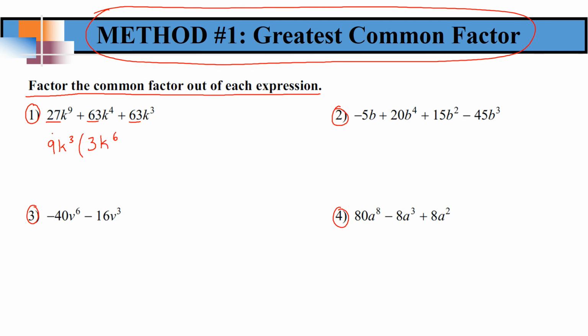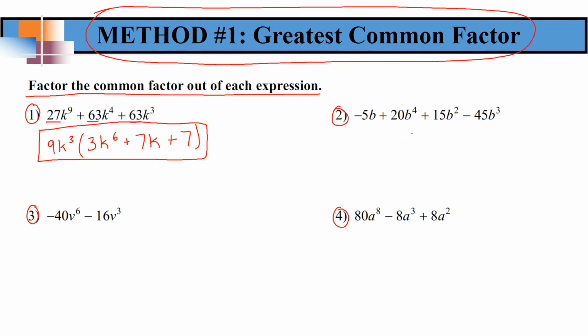Because if I multiply back, 9 times 3 is 27. K to the 3rd times k to the 6th gives me k to the 9th. Then continuing on, 63 divided by 9 gives me 7. I've divided out 3 k's, so there's 1 left. And then finally right here, it's just going to be plus 7, since 9 times 3 is 63, and k to the 3rd comes along for the ride. That is our factored form of the original expression.